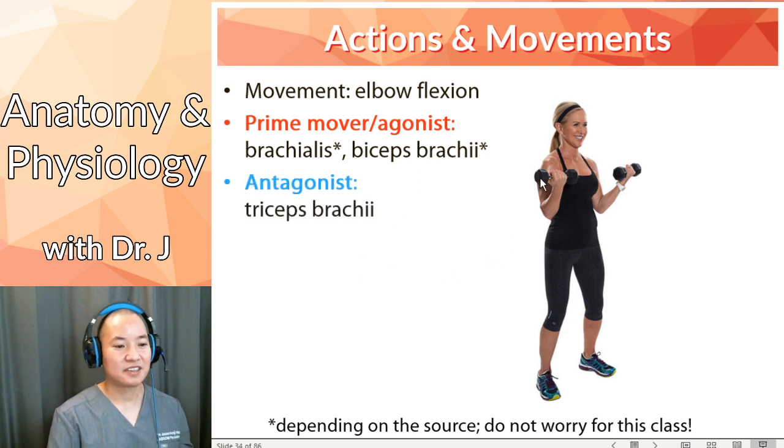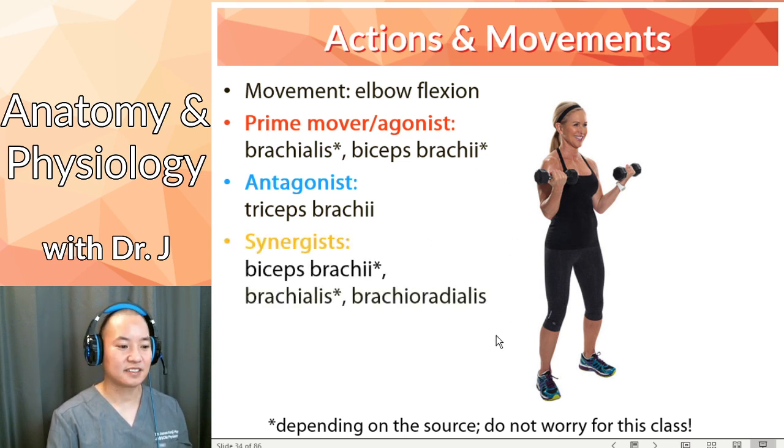Again, we talked about the muscles in the front causing flexion, and the antagonist, the triceps brachii on the opposite side of the arm, is going to undo that action. So synergists, again, this is why I had the asterisk, because some textbooks say brachialis is the prime mover and the biceps brachii is a synergist, whereas other textbooks say the biceps brachii is the prime mover and the brachialis is the synergist.